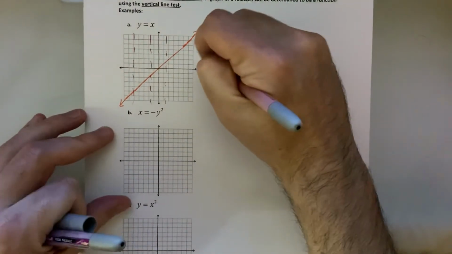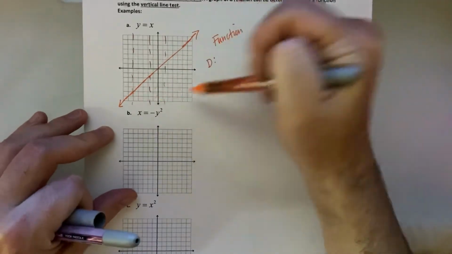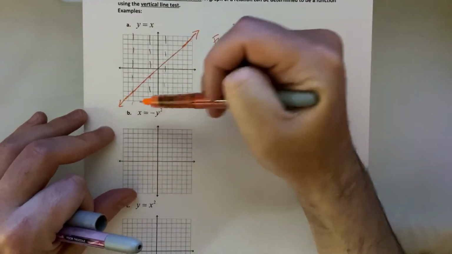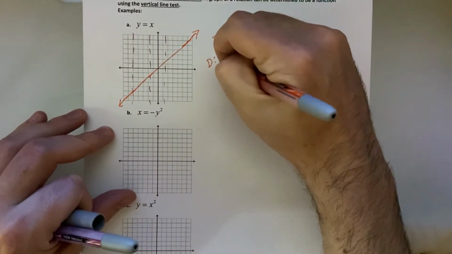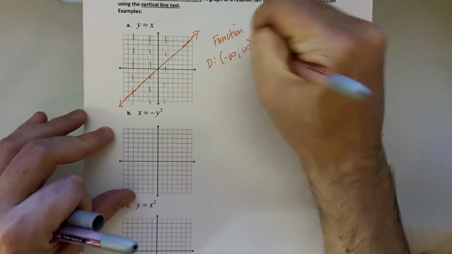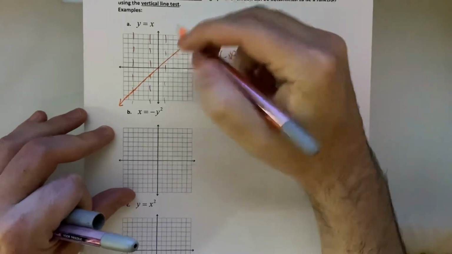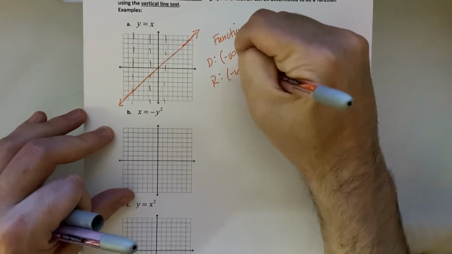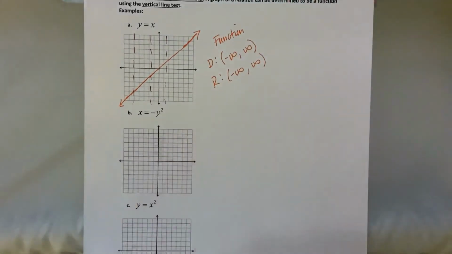If we want to do the domain and range, the domain here is all the x values, so it goes all the way left and all the way right on the graph. That's represented by negative infinity to positive infinity. The range does the same thing from low to high, so this is negative infinity to positive infinity as well.